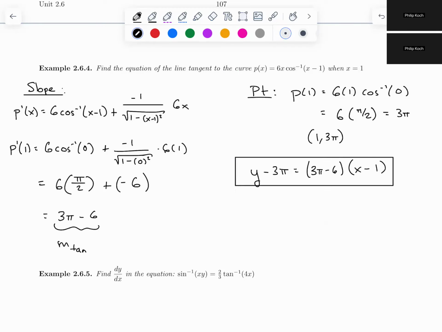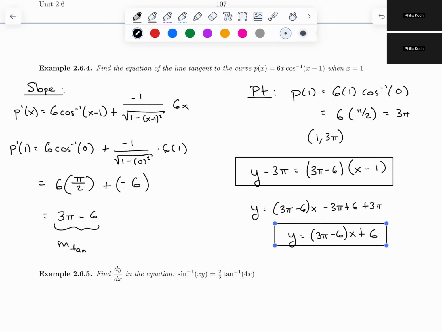And if you really want to put that in slope-intercept form, you'd be my guest. I prefer not to. I'll do it. All right, so you'll get y equals 3 pi minus 6 times x minus 3 pi plus 6 plus 3 pi. So you get y equals 3 pi minus 6 times x plus 6. If you really must.